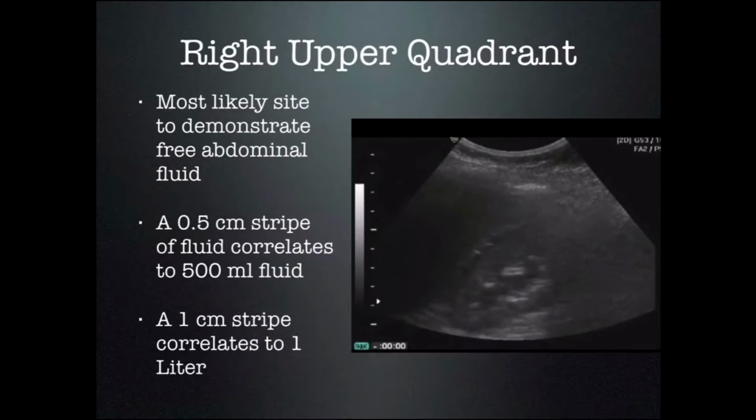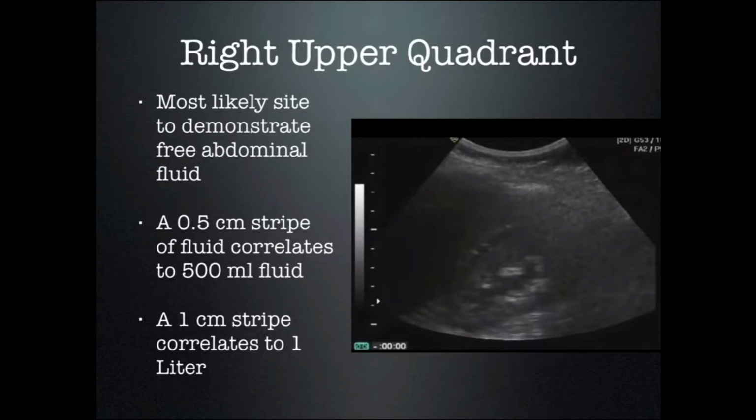Let's talk about each one of the views. The right upper quadrant view, here we have an image. We can see the liver, we can see the kidney, we can see a black stripe of fluid that is between the liver and the kidney. This is Morrison's pouch. This is a positive FAST exam. The right upper quadrant is the most likely site to find free intra-abdominal fluid. This is why we start here first.